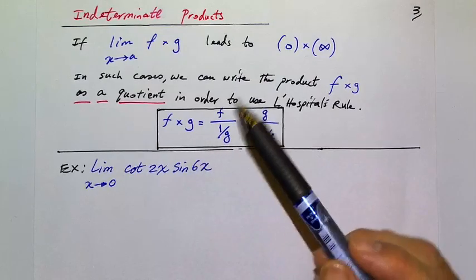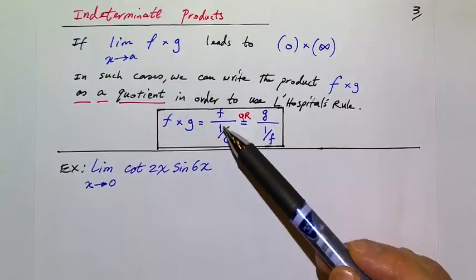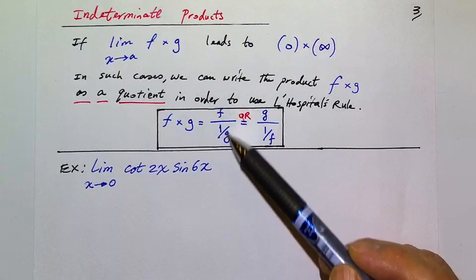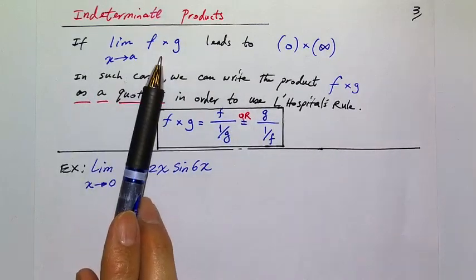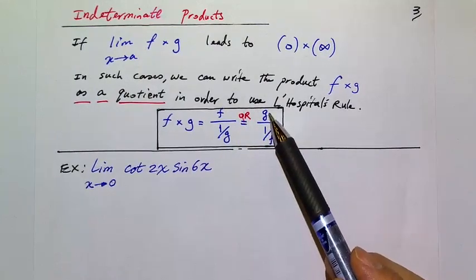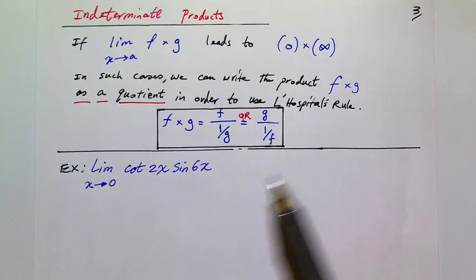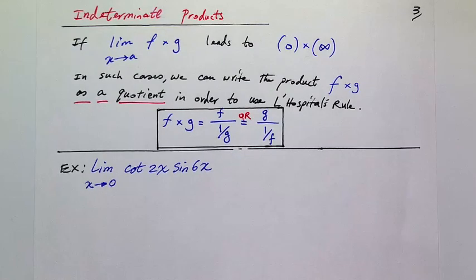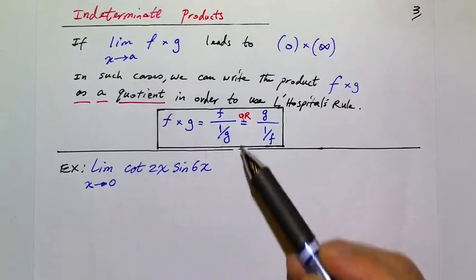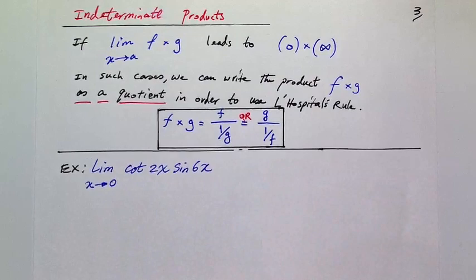In other words, we can either write f over 1 over g, and this is again a complex fraction. If you simplify it, you get f times g again. Or we can say g over 1 over f. Which one we use depends on the expression we have and which way would be easier for us to go. Either way, we have to rewrite that product as a quotient. Okay?